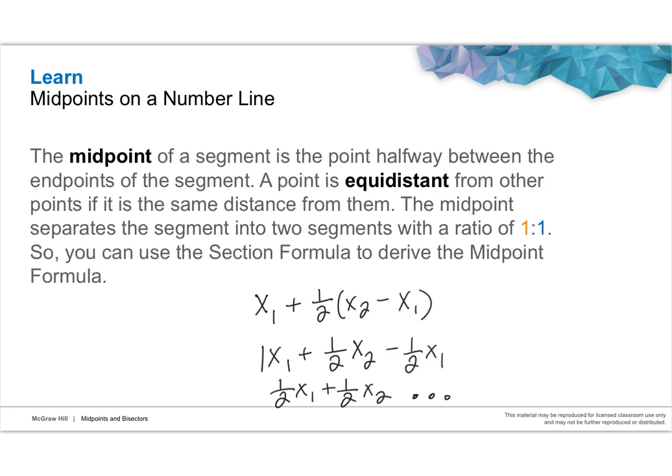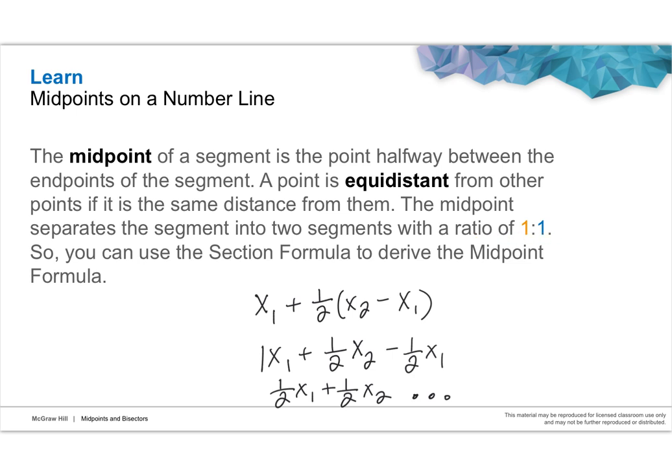Okay, so in this learn section where we're finding midpoints when we know the endpoints on a number line, we can see that a midpoint of a segment is a new vocab word that just means the point that is halfway between the endpoints of the segment. A point is a terminology called equidistant from other points if it's the same distance from them. And the midpoint is going to separate the segments into two segments with a ratio of 1 to 1. In other words, congruent segments.